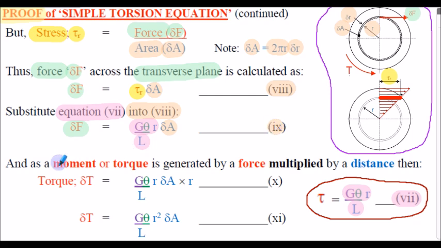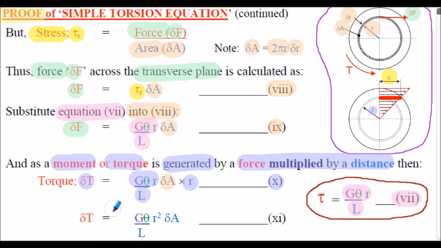Now, as the moment, or the torque, is generated by a force multiplied by a distance, where the distance in this instance is the radius of the tube from the center of rotation, then we can state our torque delta T from our concentric tube as G theta r upon L multiplied by delta A, and now multiplied by the radius r. Call that equation 10.